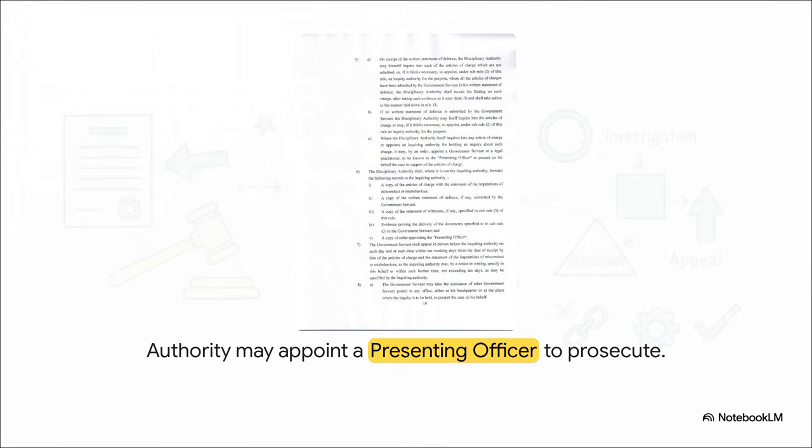So who manages the prosecution side of this quasi-judicial process? The rules state that the disciplinary authority may appoint a presenting officer. Just think of the presenting officer as the state's prosecuting attorney in this specific context. Their entire job is to present the case and the evidence on behalf of the disciplinary authority.